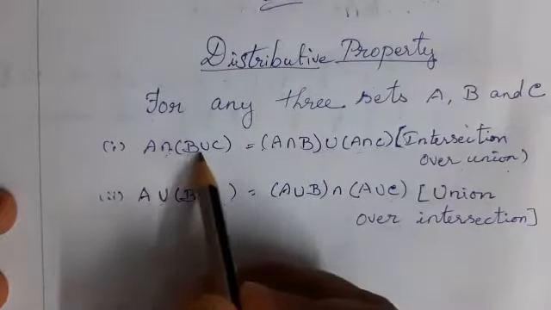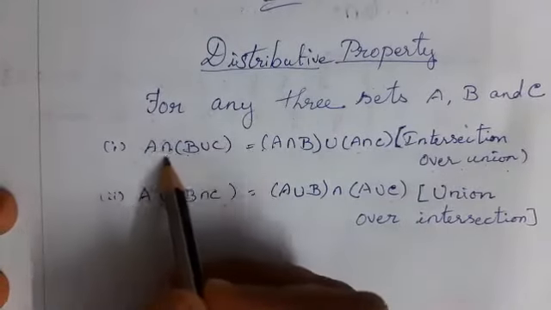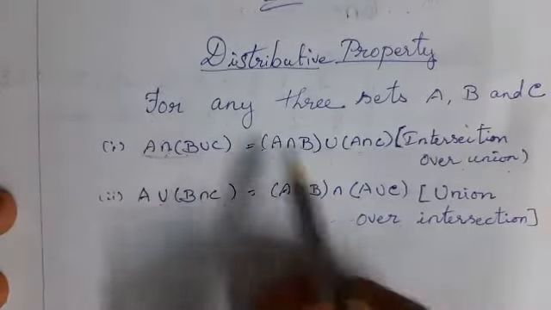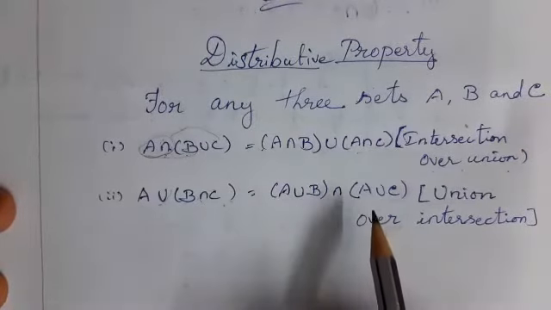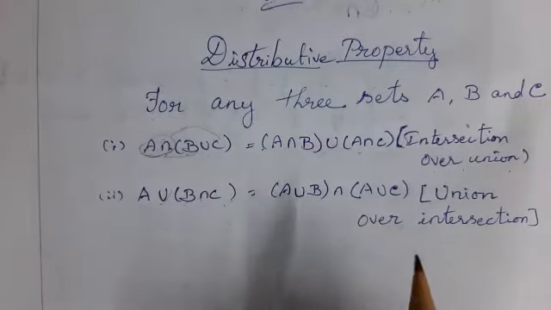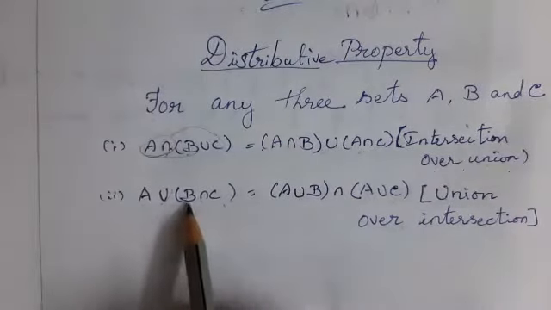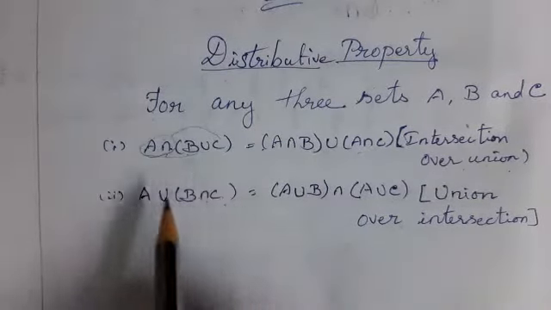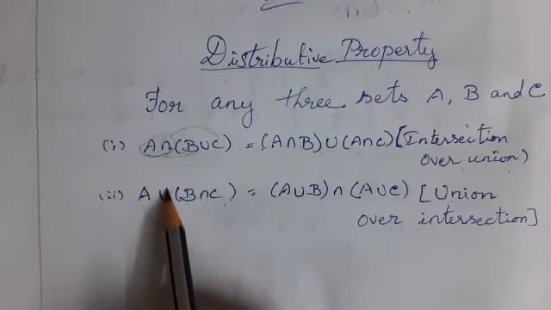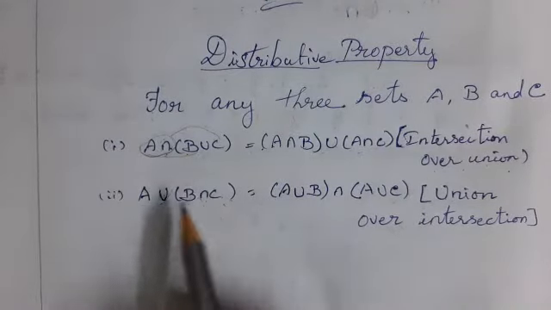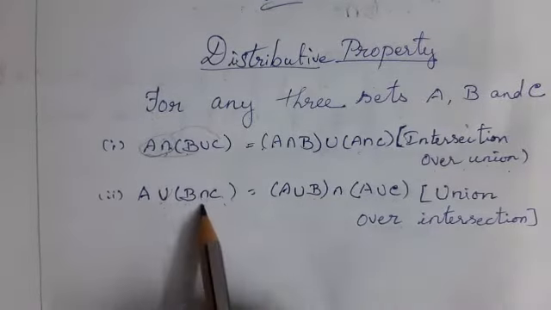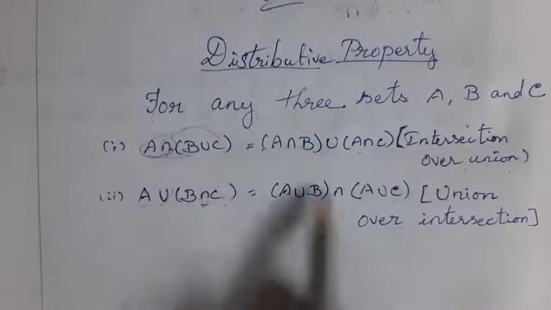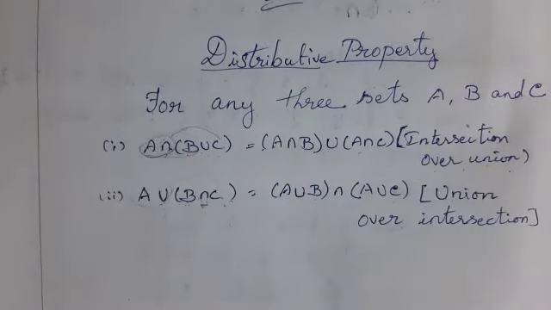A intersection B union C is equal to A intersection B union A intersection C. Try to understand and learn these properties. A union B intersection C, therefore, distributive property of union over intersection: A union B intersection A union C. Now see example 1.21.